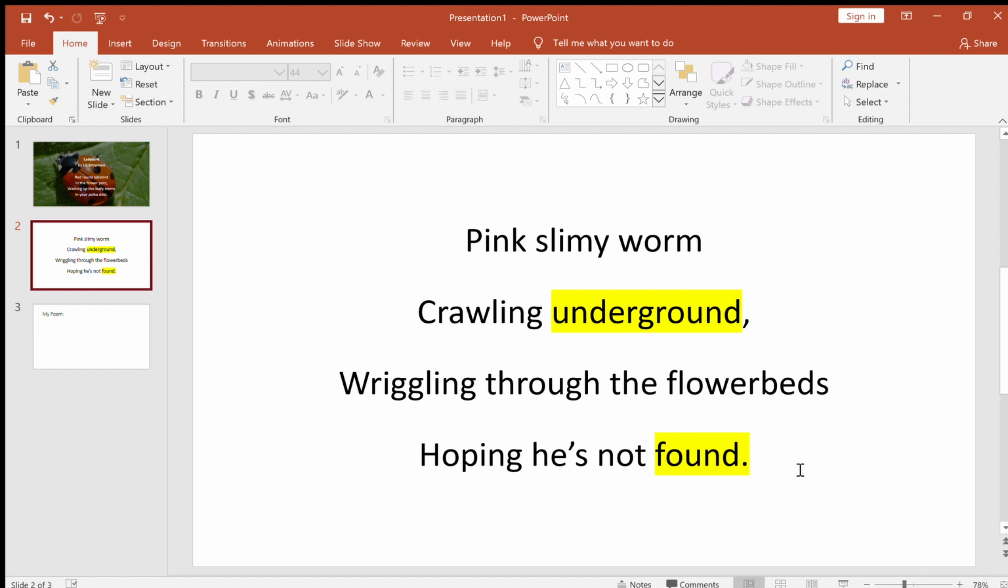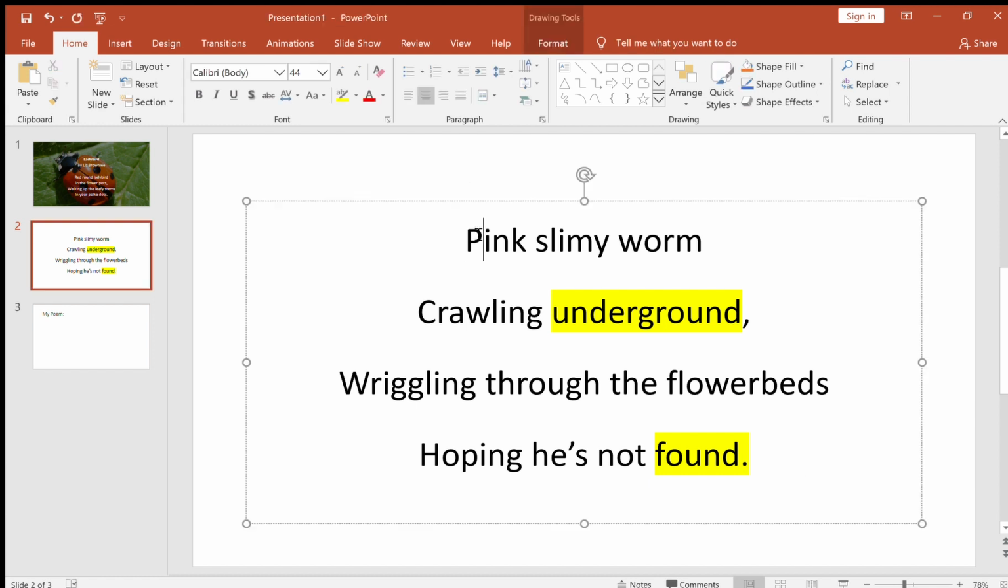You might want to do a different one. You could change it to be about bumblebees. So you could say, instead of pink slimy worm, you could say yellow stripy bumblebee in the flower bed, buzzing around the garden, pollen is what they spread.